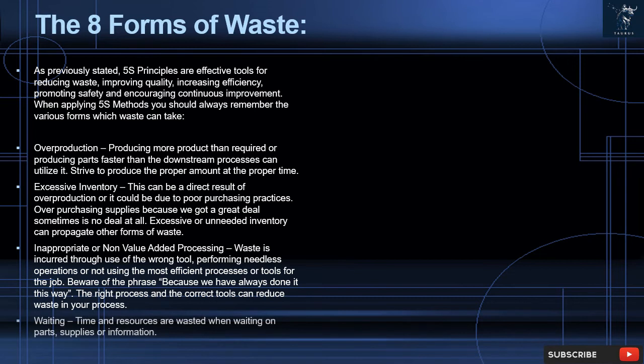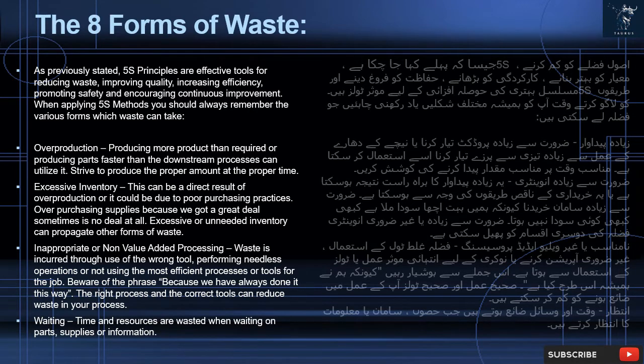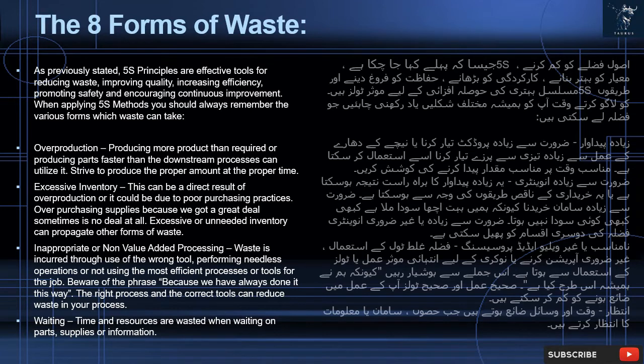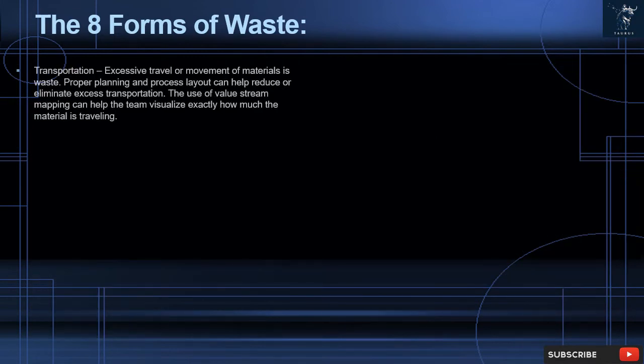Inappropriate or non-value-added processing. Waste is incurred through use of the wrong tool, performing needless operations, or not using the most efficient processes or tools for the job. Beware of the phrase "because we have always done it this way." The right process and the correct tools can reduce waste in your process. Waiting: time and resources are wasted when waiting on parts, supplies or information. Transportation: excessive travel or movement of materials is waste. Proper planning and process layout can help reduce or eliminate excess transportation.